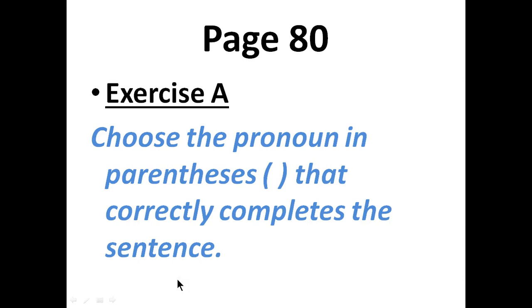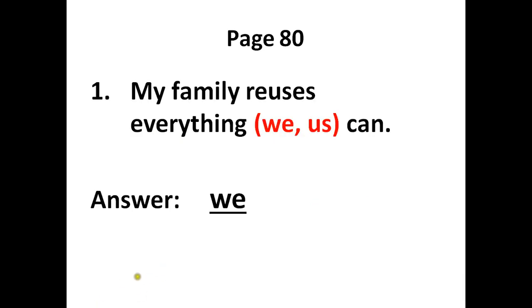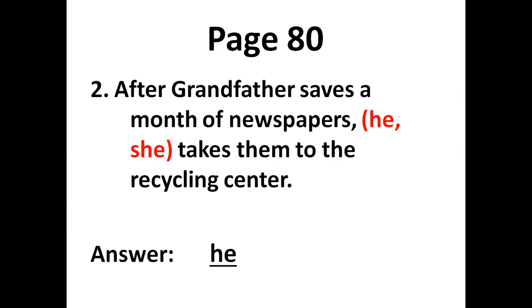My dear students, please proceed to page number 80. Here we have got two sections, two different exercises. Exercise A on page 80 asks us to choose the pronouns in parentheses that correctly complete the sentence. Number 1: my family reuses everything we can. So you are going to write the pronoun we on the line. Number 2: after grandfather saves a month of newspapers, he takes them to the recycling center. Grandfather is masculine, so we will use he.